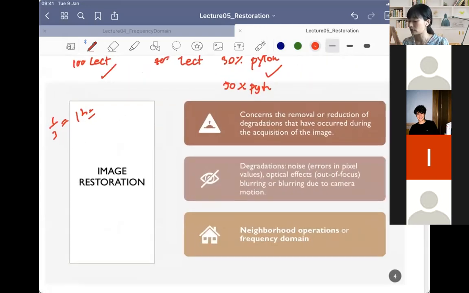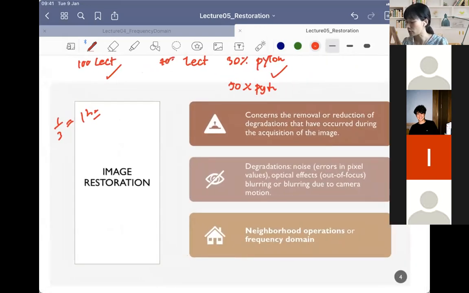So in this chapter, we are going to talk about how we fix an image when there are some problems. And what are the causes of the problems? The causes can be related to the acquisition of the image, that is, how you acquire or capture an image.